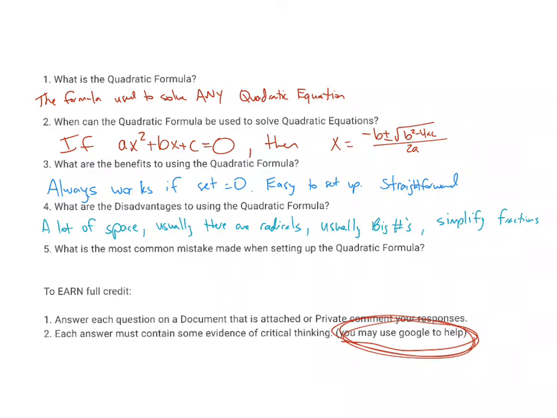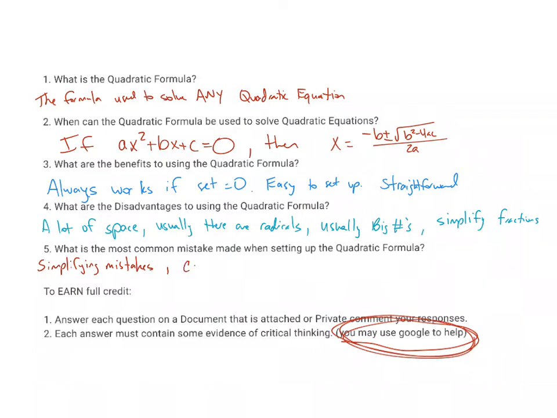Well, what is the most common mistake made when setting up the quadratic formula? Now there's a bunch of them. All right, there's a bunch of common mistakes. Usually there are simplifying radical mistakes. So usually somebody messes up in simplifying. That's actually not the quadratic formula issue. That's an issue with, like last section, breaking down radicals, simplifying radicals, etc.